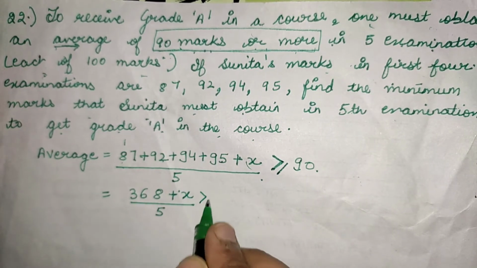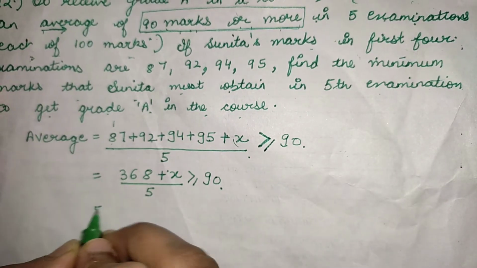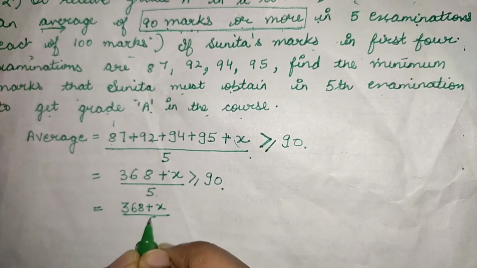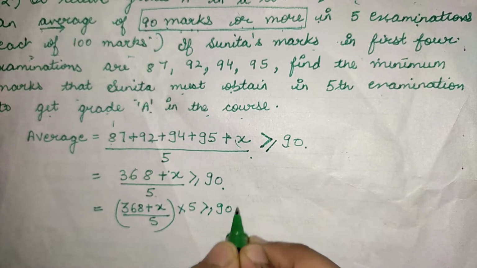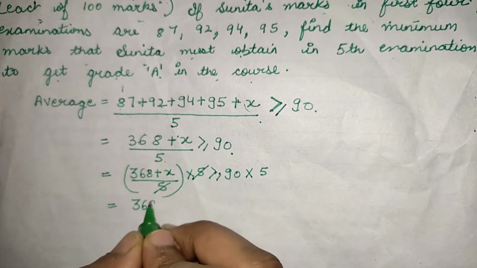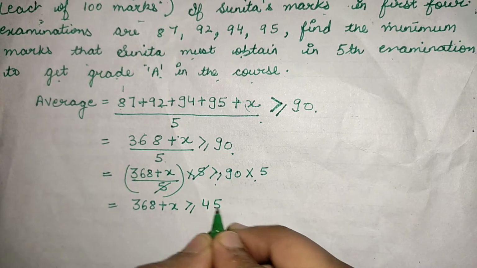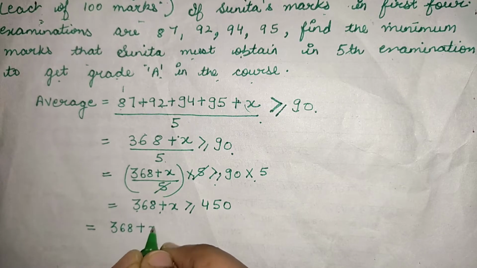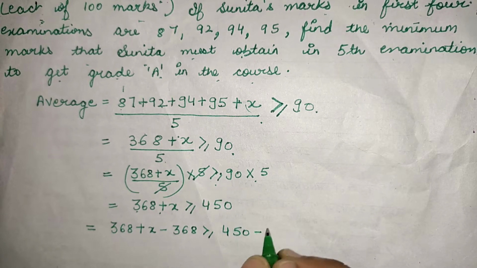368 plus x divided by 5 should be greater than or equal to 90. To solve this linear inequality, we will multiply by 5 on both sides. The 5 and 5 will get cancelled out, and we will get 368 plus x is greater than or equal to 450. To remove the 368, I will subtract 368 from both sides.